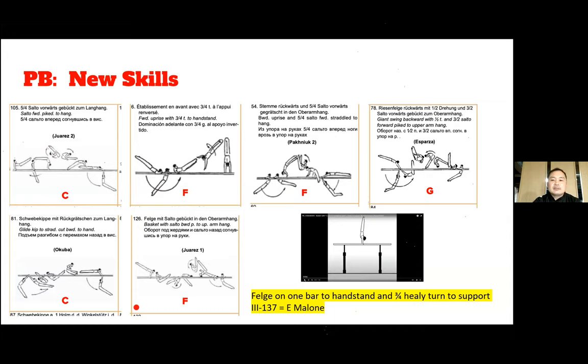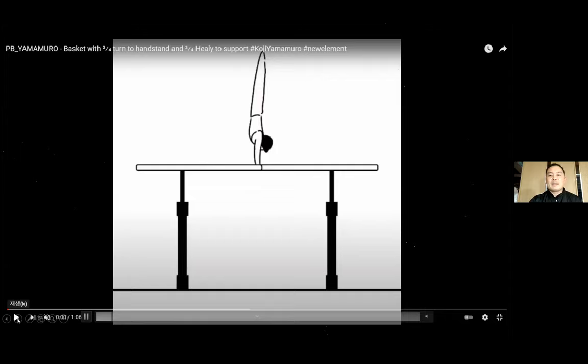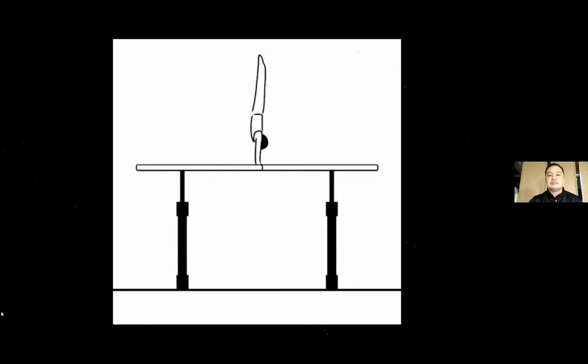And Felsi on one bar, two handstand, and 3/4, he returned to support, group three, E value. I show you video. And Hiri. Please see again, basket two, turn, and Hiri. This is the E value.